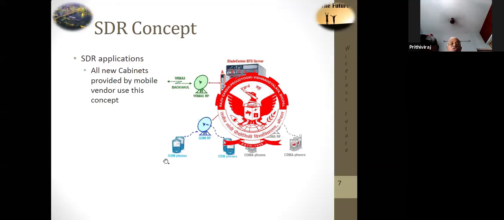Okay. So the SDR application, all new cabinets provided by mobile vendors use this concept here. And that is how they are able to look at this particular thing here. Various aspects are put together depending on the type of requirement and the planes.